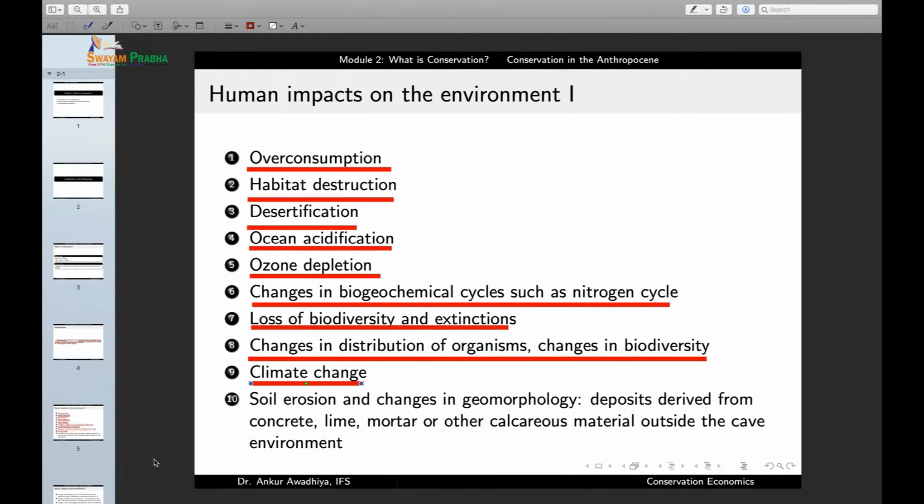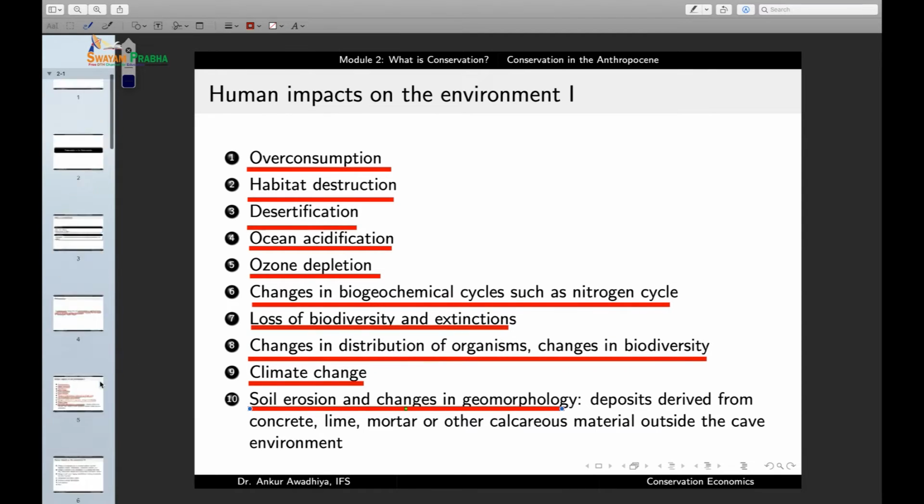We also have non-man-made climate change, but the level of climate change that is being brought about by human activities these days is so high that it has overwhelmed the natural levels of climate change. So this is another major human impact on the environment. Other impacts include soil erosion, changes in geomorphology, deposits derived from concrete, lime, mortar, or other calcareous materials outside the cave environment. So, changes in soil erosion, changes in geomorphology are also major human impacts on the environment.